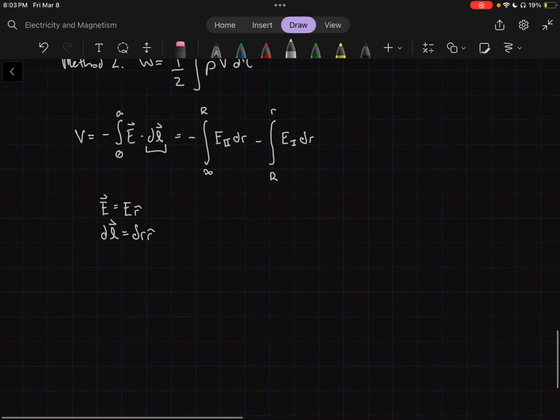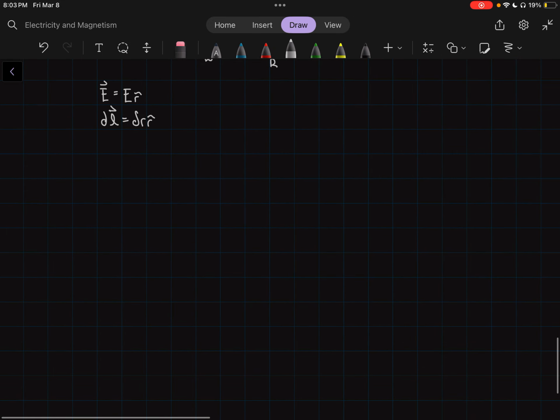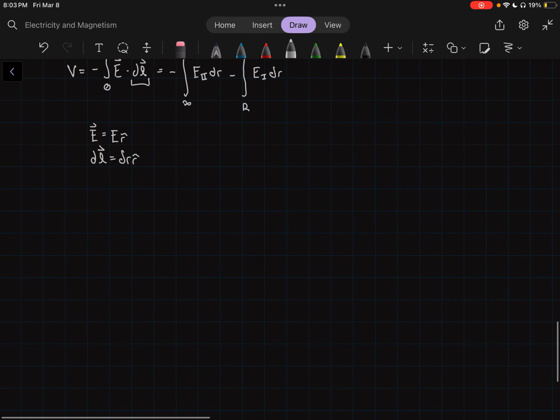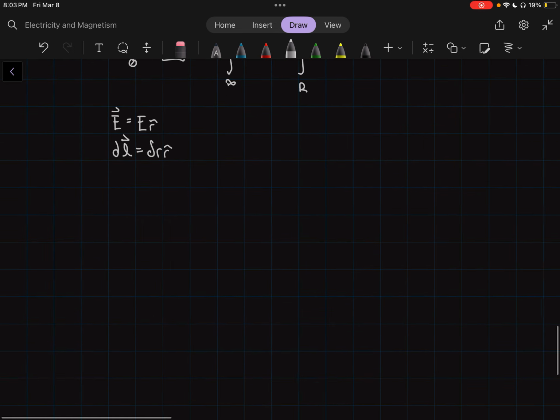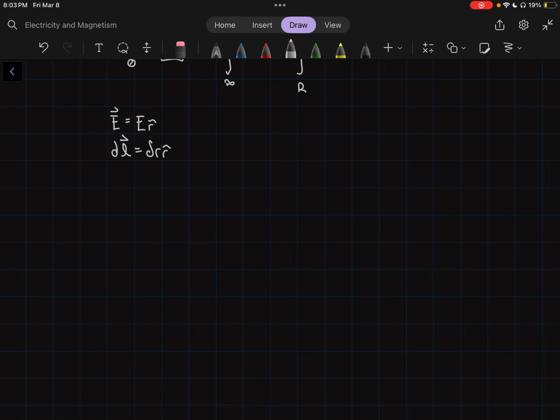So you can go ahead and do this piece by piece. The first one, the integral of the potential in region 2, so outside the sphere, is going to be equal to minus the integral from infinity to big R of kr to the 4th over 4 epsilon naught r squared dr.